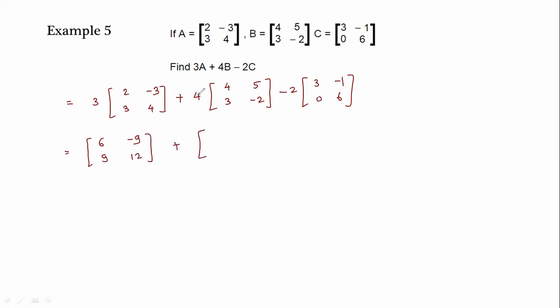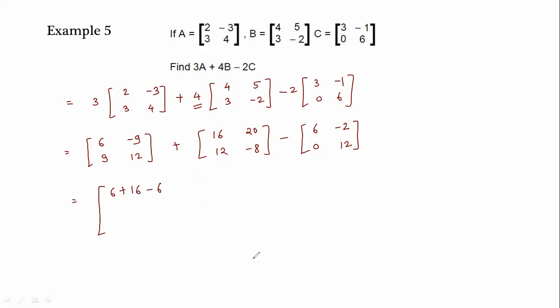Plus. See, you have to multiply all the elements of this with 4. So 4 into 4, 16, 4 into 5, 20. This will be 12, this will be minus 8. Minus 2, 6 minus 2, 0, 12. So you can carry out addition and subtraction directly. So 6 plus 16 minus 6.